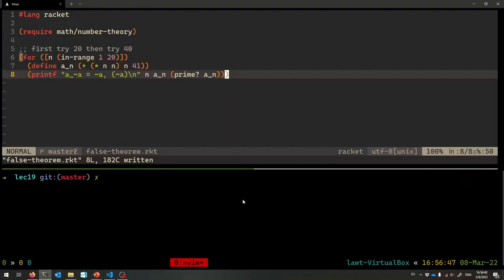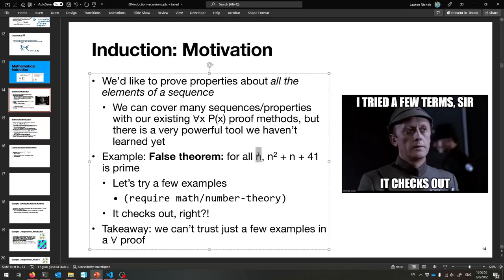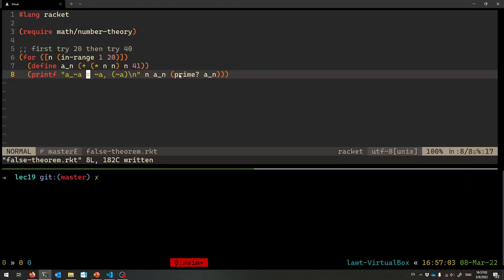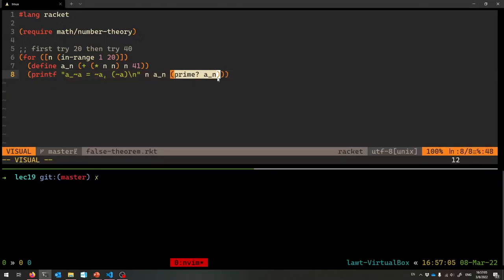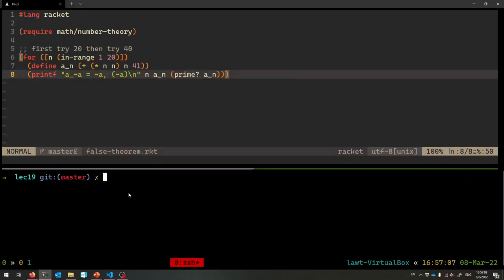Let's take a look at this. So here is my program. I have written it to do exactly what we were talking about. Take this n, try all of them for a certain range, and output the value of this sequence element and see if it was prime or not. So that's what prime? gives you back in Racket.